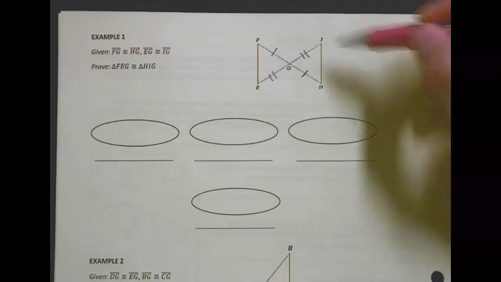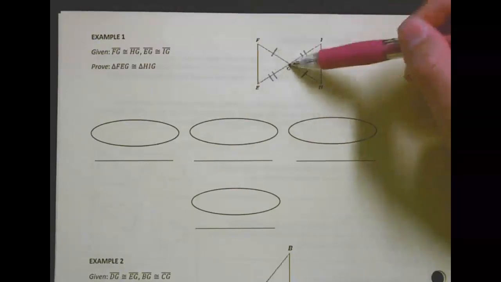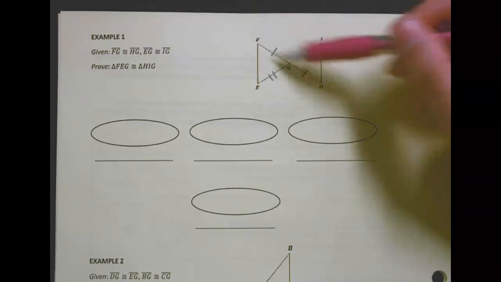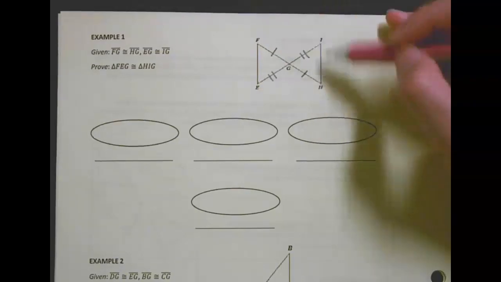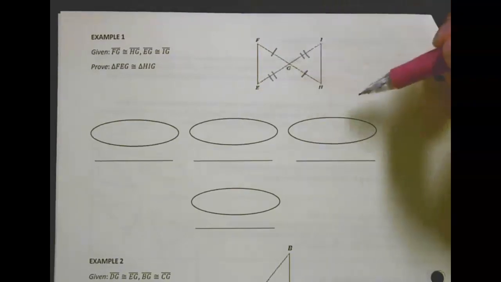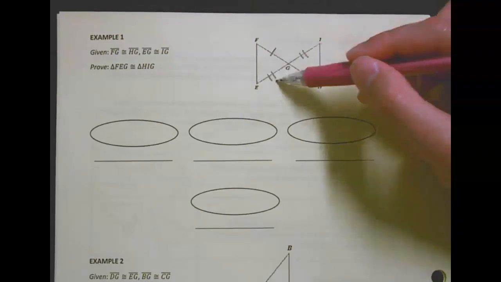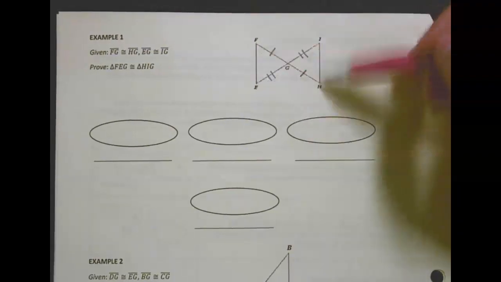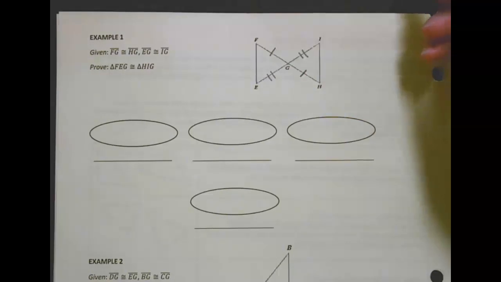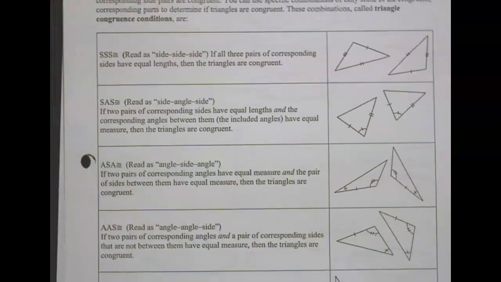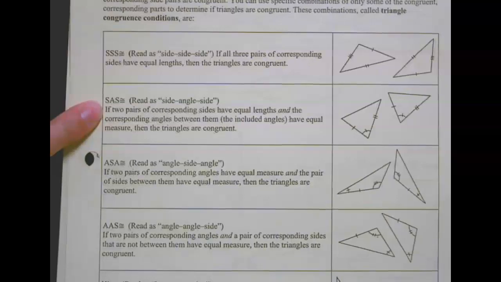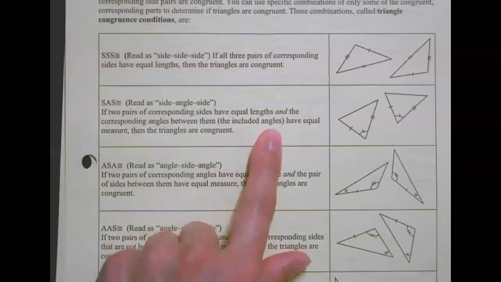Order matters, so FG is not congruent to IG, that's why the order matters: F to E to G, H to I to G. So we need something else. We have a side and a side. So I can't assume side, side, side. I don't have 2 angles, I already have 2 sides. So if I flip back to the previous page, if I have 2 sides, I can use side, angle, side as long as the angle is included between those 2 sides.